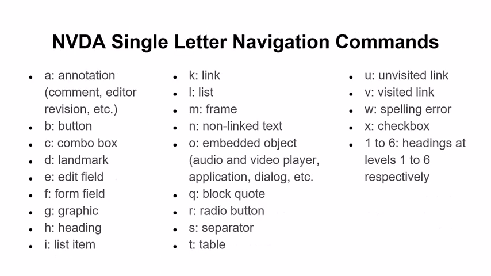NVDA also has some single letter commands, and most of them are the same, such as button, combo box, edit field, heading. All of those are the same. Visited and unvisited links, we talked about those. Some examples of ones that are different are navigating using K to get to the next link. That is not a command in JAWS. W for the next spelling error. We talked about that previously in the last session about navigating spelling errors. And those are some of the major ones.